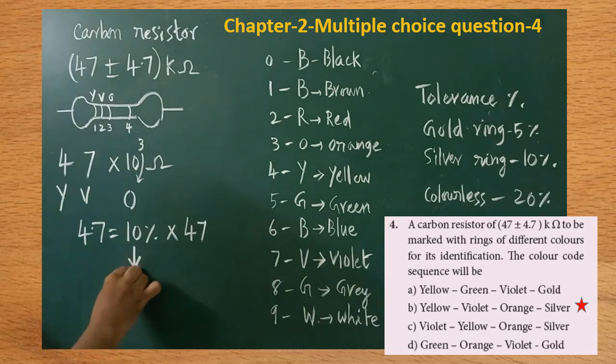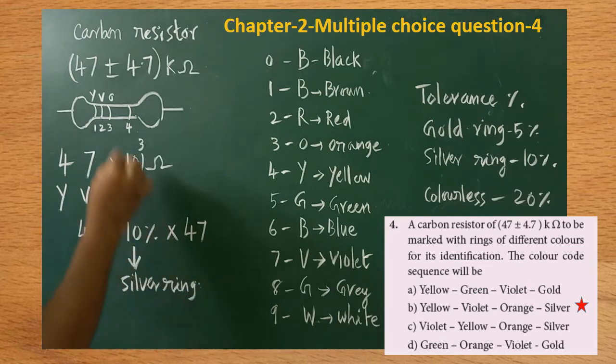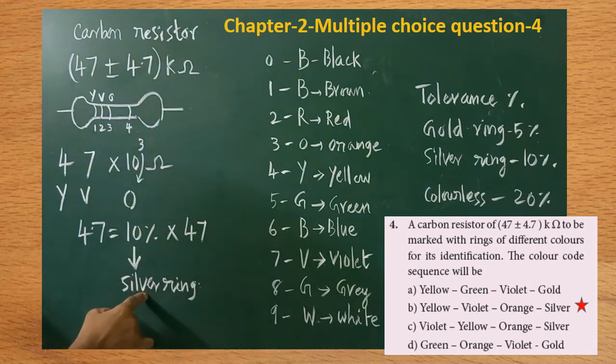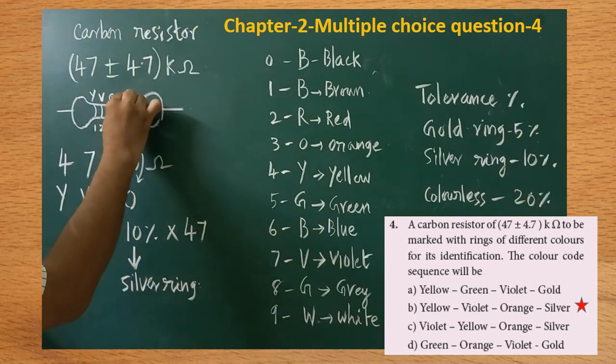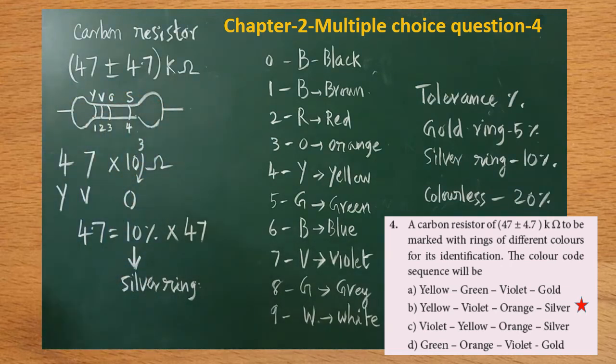Therefore, that 10 percentage indirectly tells about what a silver ring is. So the tolerance percentage is indicated by the silver ring. Therefore, the fourth color code must be silver. Understood? So, what are the colors appearing? Color codes are appearing on the carbon resistor.